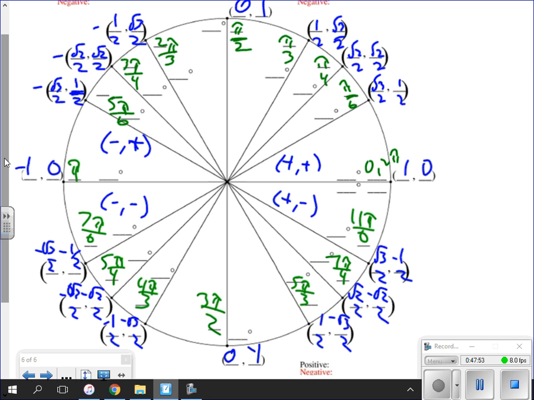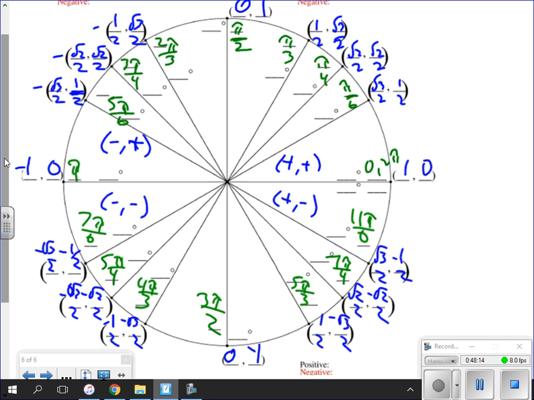There is no need to memorize the entire unit circle. No need to memorize the entire thing. If you know that first quadrant, you can fill in the rest. Right? You see what I'm saying about that? You know that first quadrant, you can find the rest.